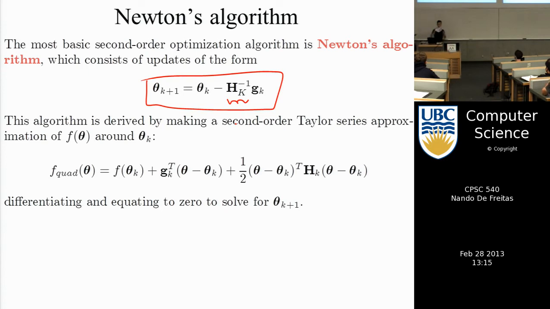Of course, in this case, I'm showing you the curvature in one dimension, but a function in 2D has curvature in this dimension and curvature in this dimension. So we need to look at the curvature in all dimensions, and that's what the Hessian captures.